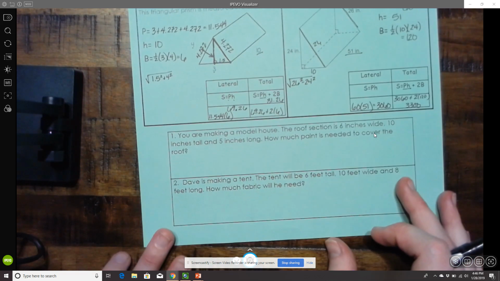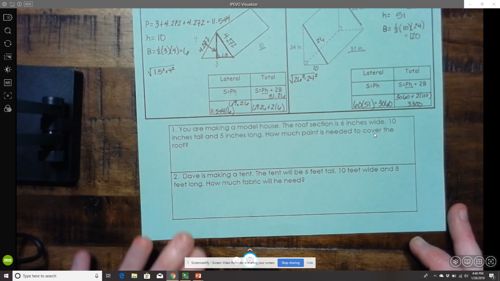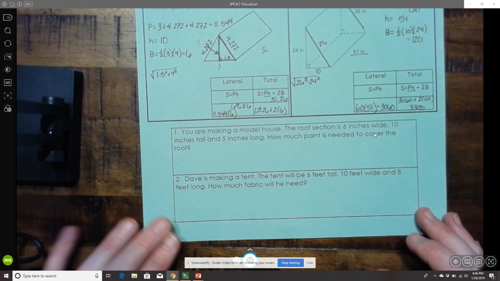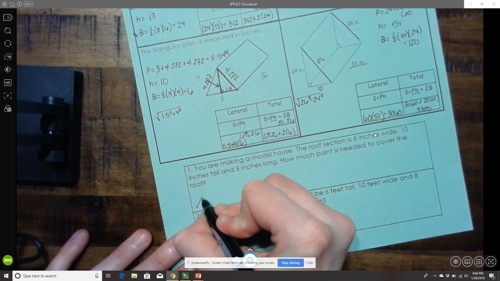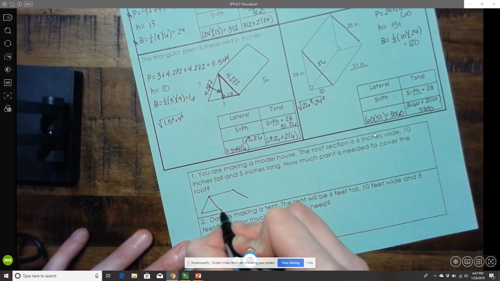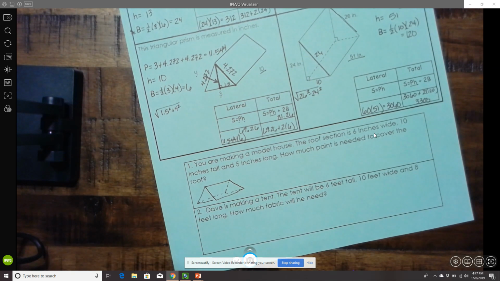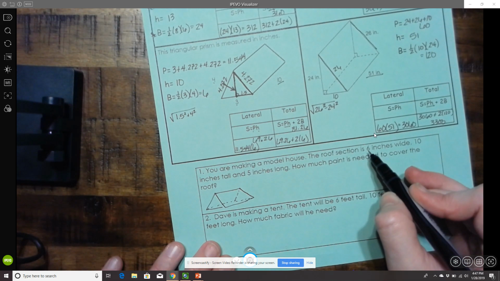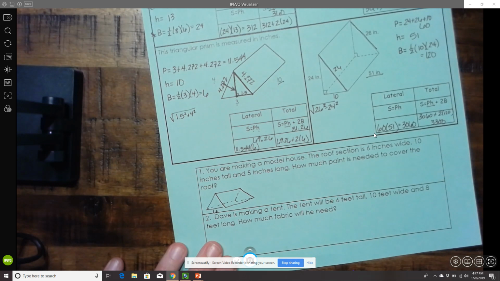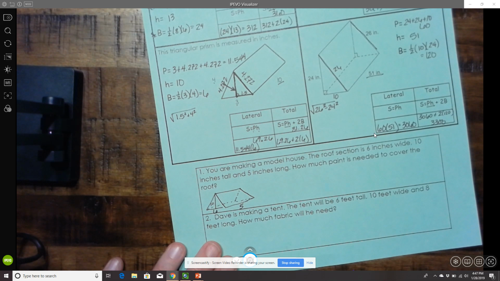All right, so word problems. You are making a model house. The roof section is 6 inches wide, 10 inches tall, and 5 inches long. How much paint is needed to cover the roof? So when you're talking about the roof of the house, usually a roof of a house looks like a triangular prism. So it tells me the roof section is 6 inches wide, 10 inches tall and 5 inches long. So it's 6 inches wide, and then this would be 10 inches tall and 5 inches long.